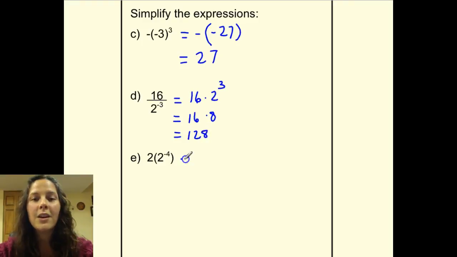Finally, part E, that 2 to the negative fourth, I'm going to flip to the denominator so I can make the exponent positive. One of the 2's in the numerator will cancel with one of the 2's in the denominator, leaving me with 1 over 2 cubed, and 2 cubed gives me 8.